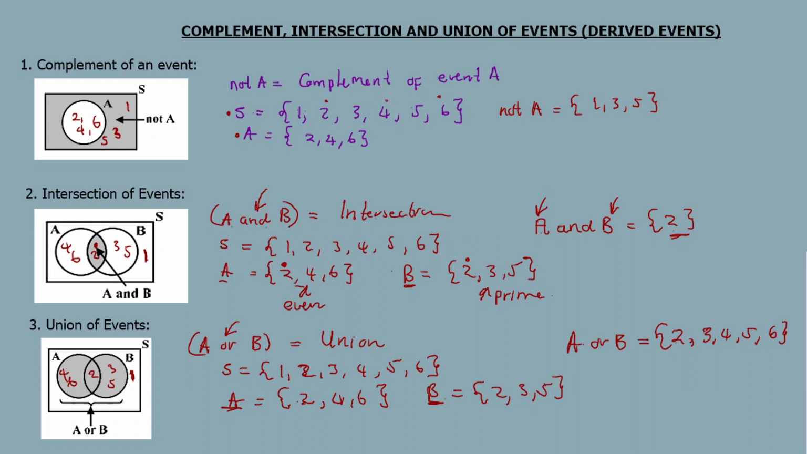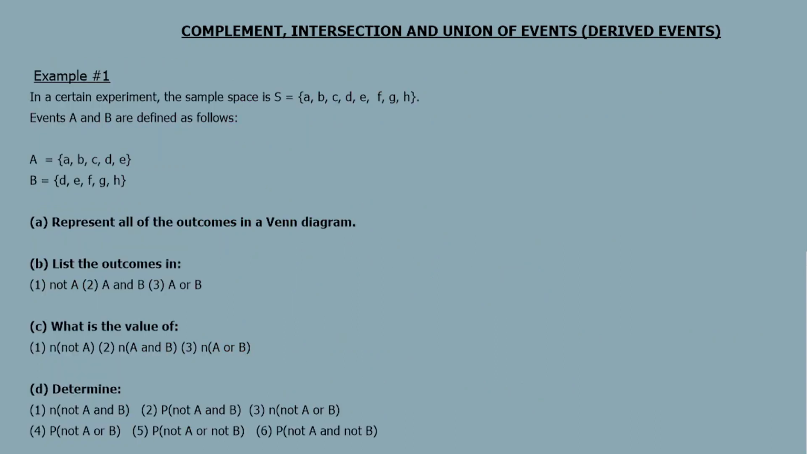Now let's take an example where we apply intersection and union of events. Example number one. In a certain experiment, the sample space is S equal to curly braces A, B, C, D, E, F, G, H, close the curly braces. Events A and B are defined as follows. A is equal to this. B is equal to this. Represent all the outcomes in a Venn diagram.